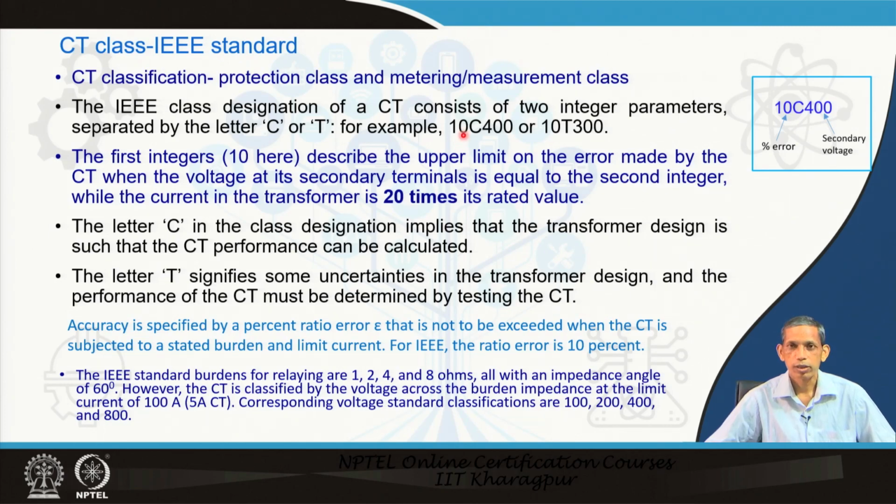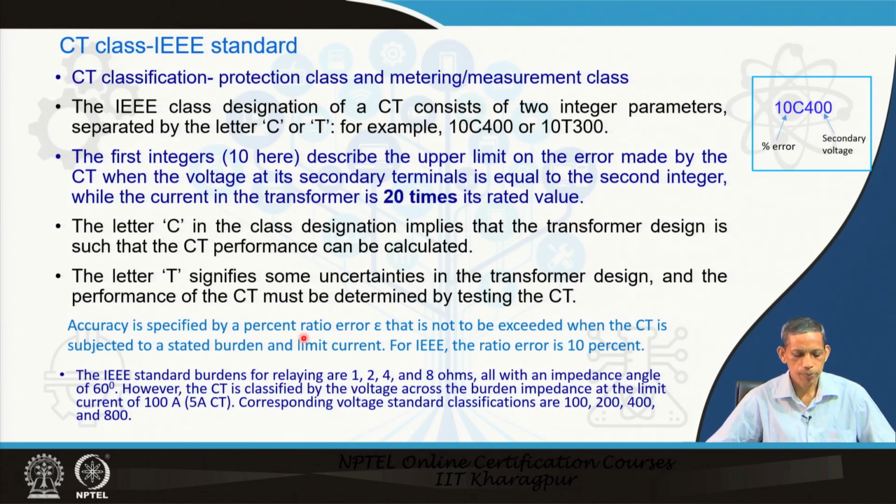And what is this 10? The 10 reveals the error made, in terms of 10% error, and this 400 reveals the corresponding voltage across the burden when the current is 20 times the rated one. So in 10C400, the 10 corresponds to percentage error and the 400 corresponds to the secondary voltage when the current becomes 20 times its rated value.